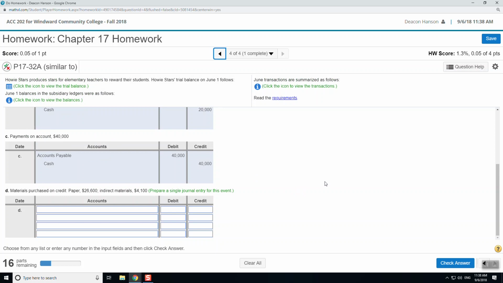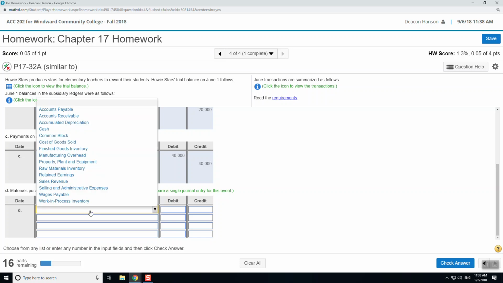Okay, now we're getting closer to doing some managerial accounting here. Materials purchased on credit. So we bought paper, 26,600, and indirect material, 4,100. And they want me to prepare a single journal entry for this event. And it was on credit, so that means accounts payable is going to increase. So let's see how they break down.